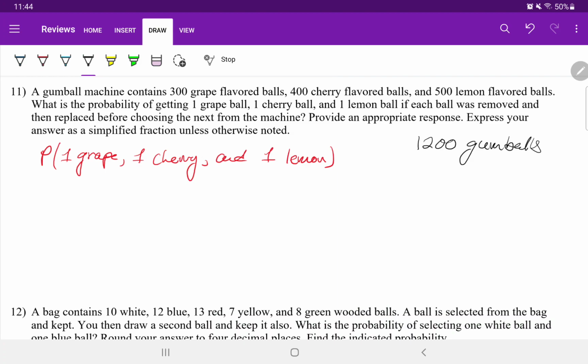I am choosing one bowl after another, and the bowl is being replaced. So that means me choosing the first gumball will have no effect on the number of gumballs that are for my second selection, because that gumball is being replaced. And that means my second selection will have no effect on the total number of gumballs that is available for my third selection. When the first selection does not affect the second selection or the selections after that, the events are independent.